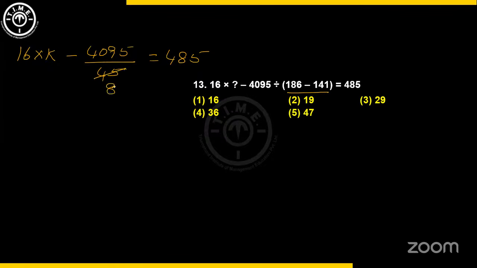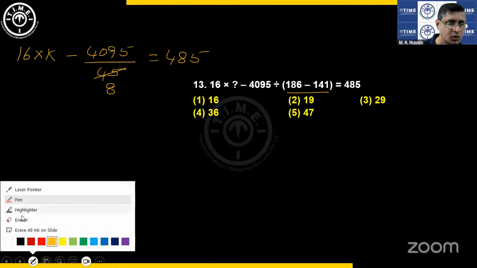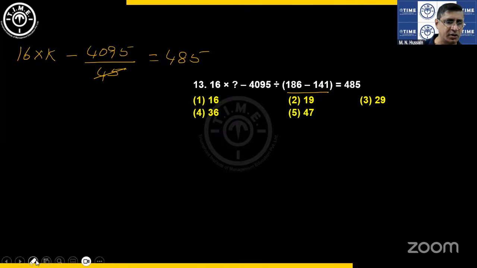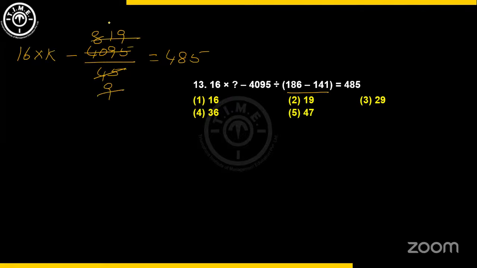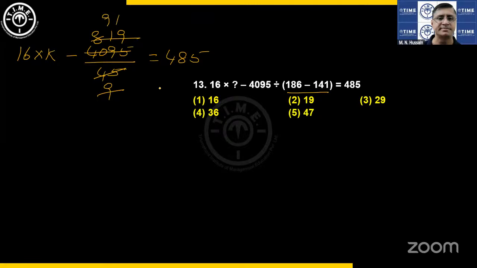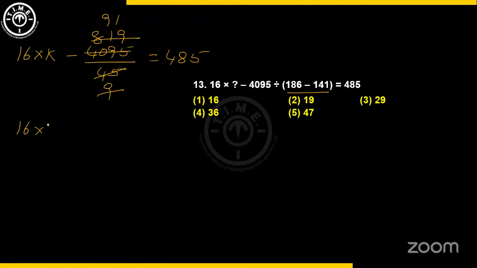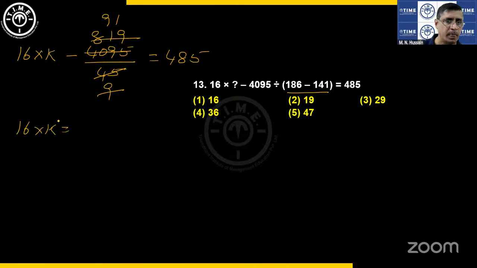5 here, it goes 9 times. 5, 9 times, that is 45. 5 here, 8 times and 1 is 9 times. What about 9 in 819? 91 times. Now 16 into k is equal to 91.